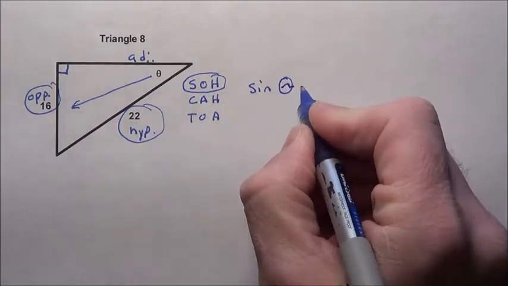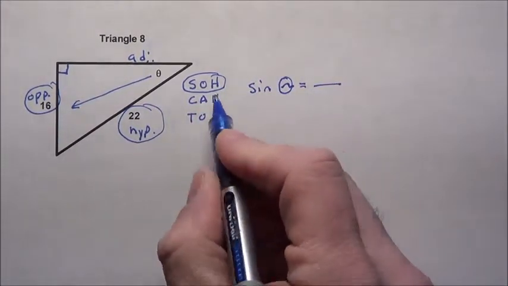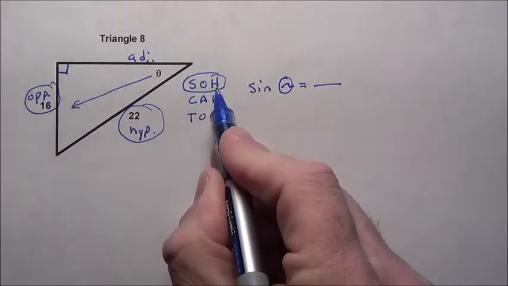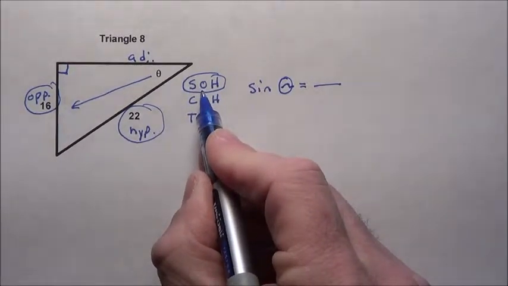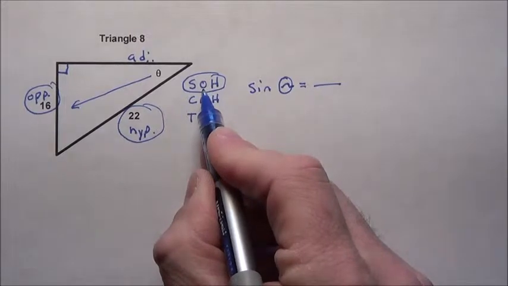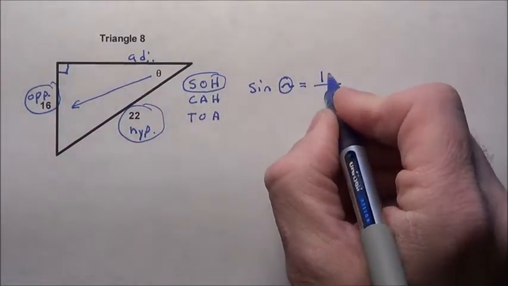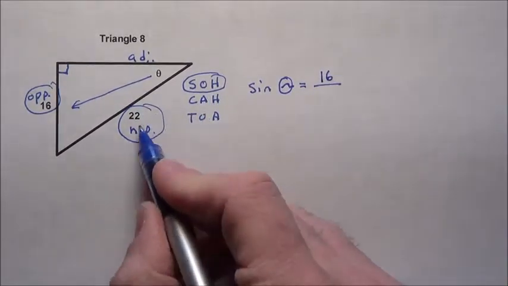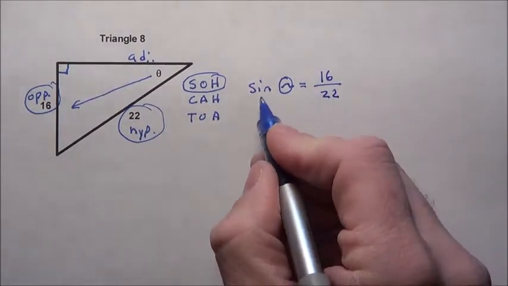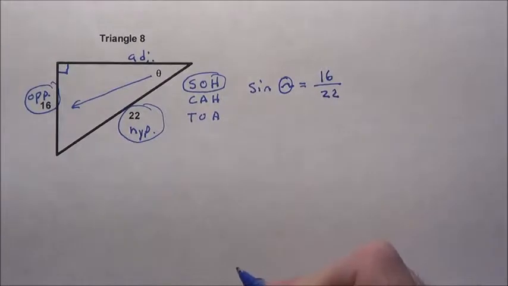So the sine of theta is equal to, it's always going to be a fraction here, opposite divided by hypotenuse. Opposite has to come first. It has to be on top, in the numerator. The opposite side in this case is 16. The hypotenuse measurement is 22. So we know the sine of some angle is equal to 16 over 22.